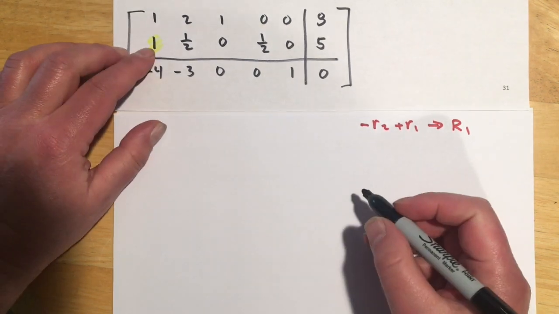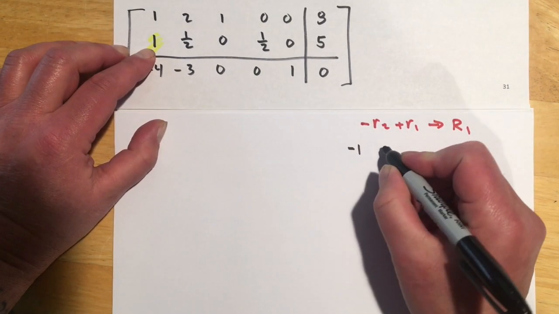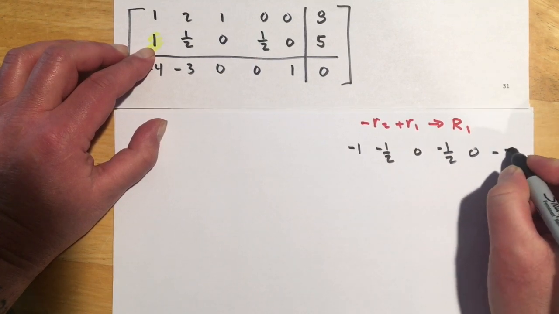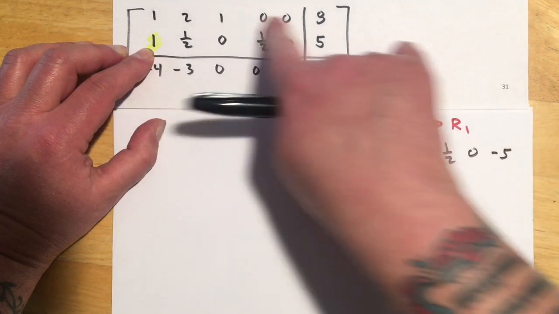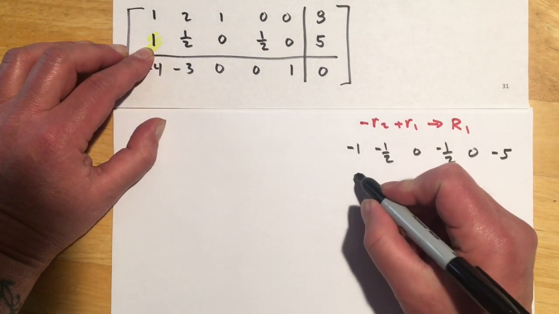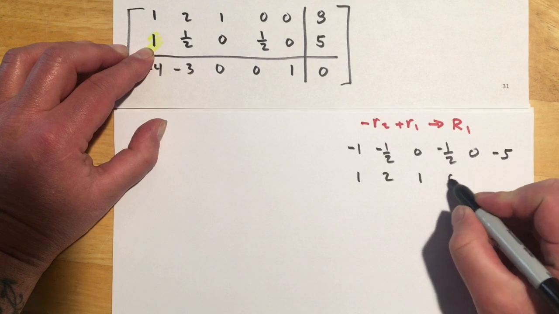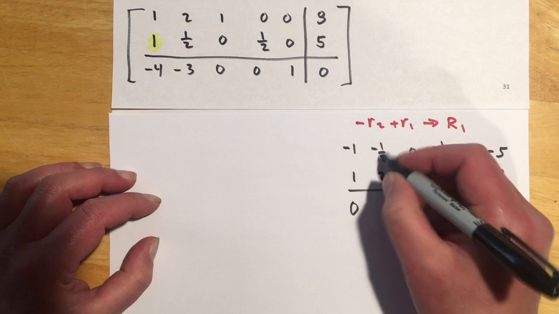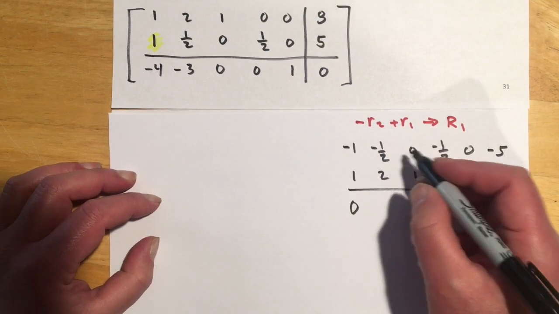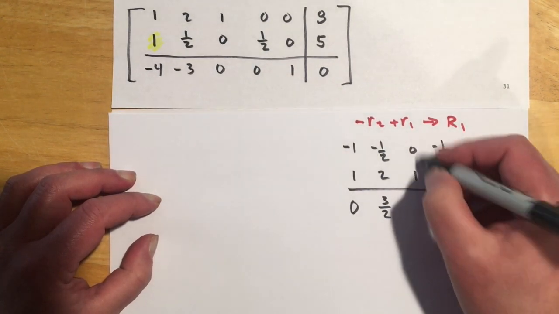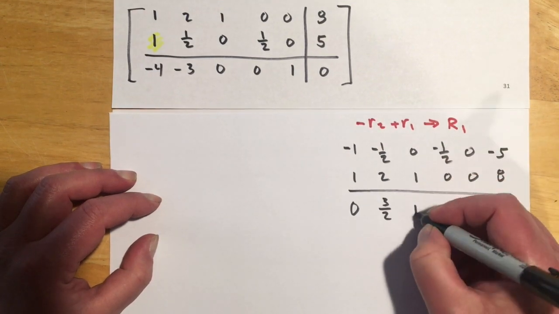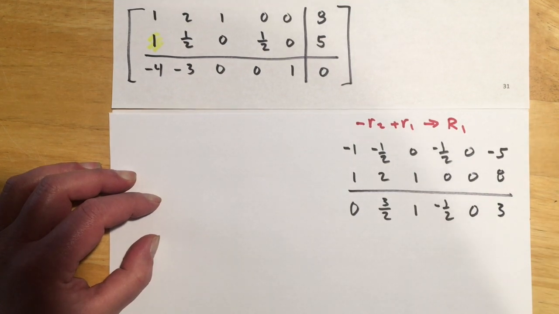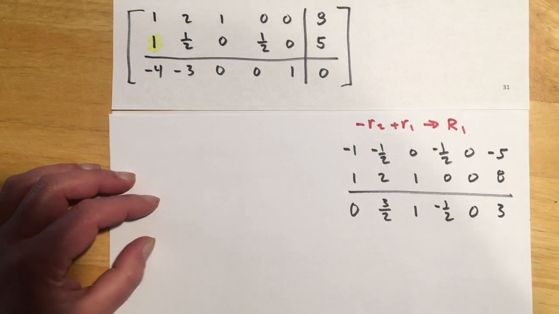So negative row 2 will look like -1, -1/2, 0, -1/2, 0, and -5. And then row 1, I'll just copy that down. So 1, 2, 1, 0, 0, 8. So putting those together, I get 0. 2 minus a half would leave me 1 1/2, or 3 halves as a fraction. 0 and 1 for 1, negative 1/2 there, 0 and 3. So that's going to be my new row 1.